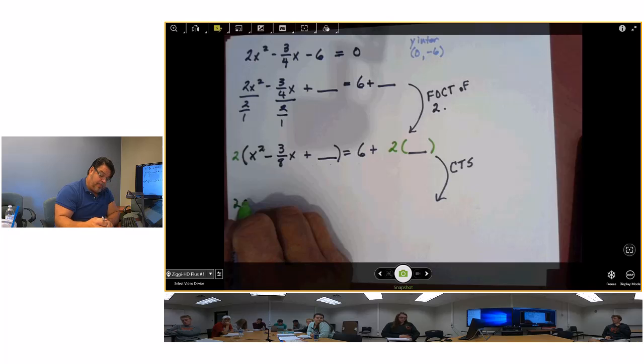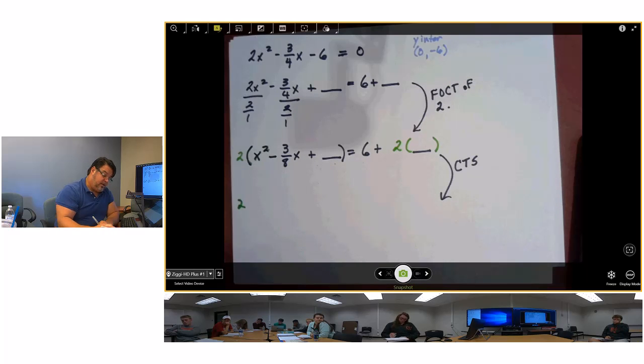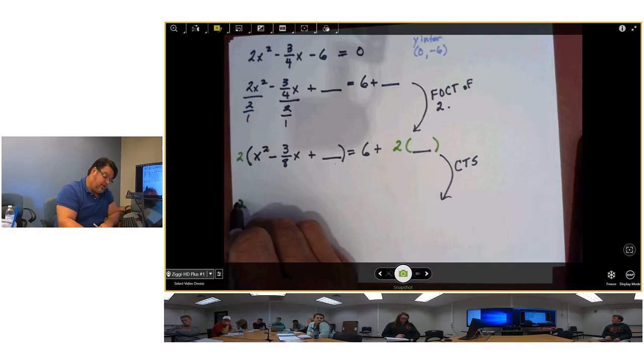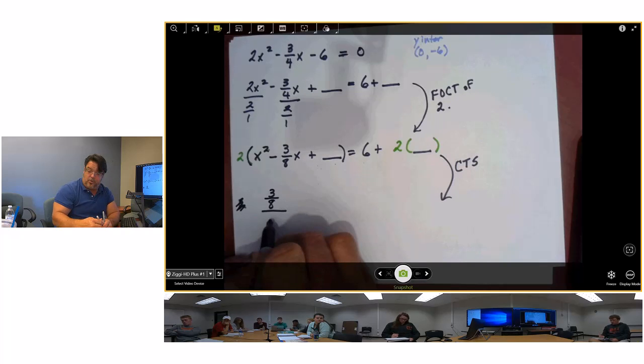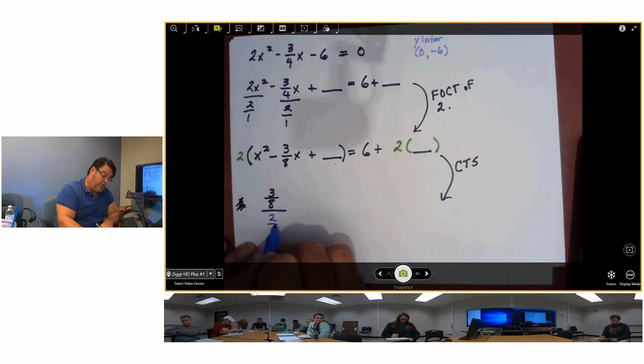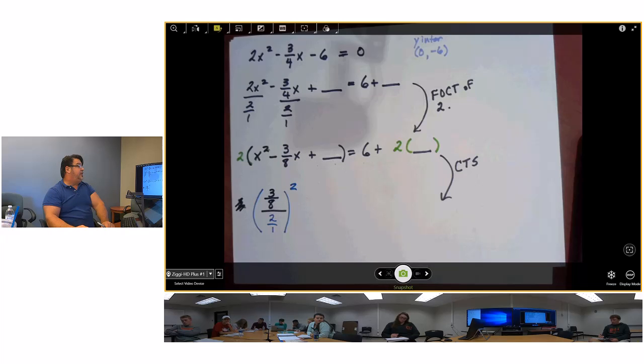2, and that's going to give me... I'm going to need to take 3, I'm sorry, let me just do this. 3/8 divided by 2, so I'm going to do it in a different color. 2 over 1, and I'm going to what? Square it. So now I'm completing the square.